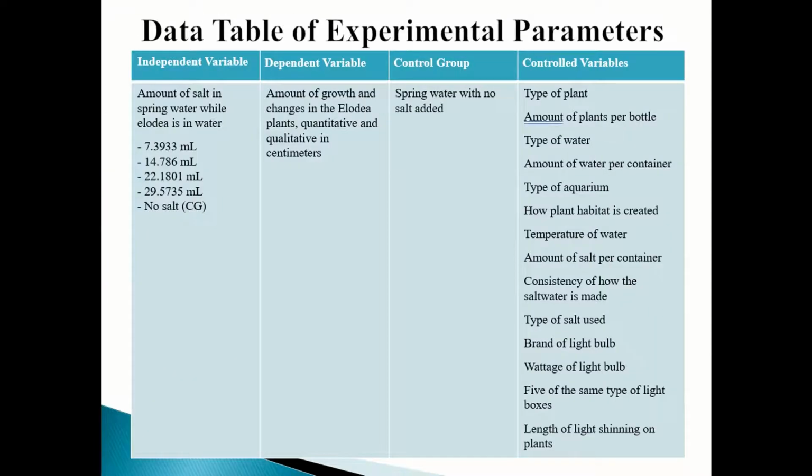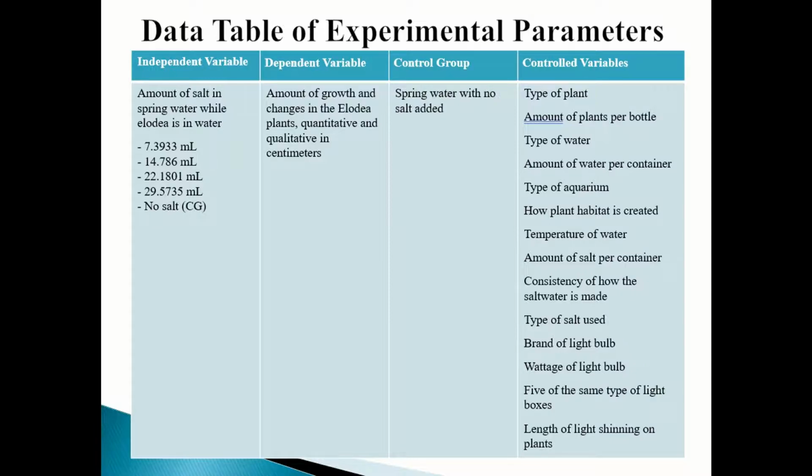Next slide. Here is data table 1, which shows my experimental parameters. The independent variable for my experiment is the amount of salt in spring water. The 5 different levels of salinity are 7.3933, 14.7868, 22.1801, 29.5735 milliliters of salt, and no salt, which is also my control group.